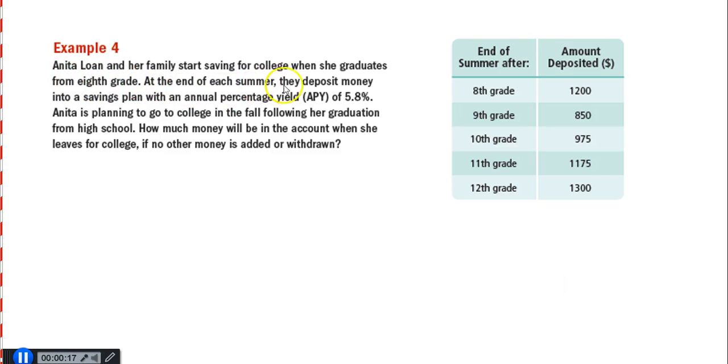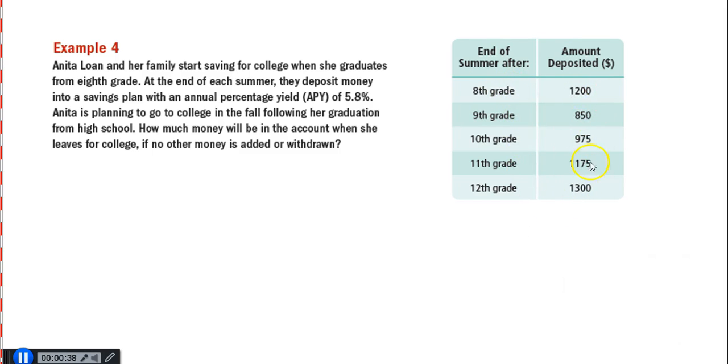Anita Lone and her family start saving for college when she graduates from 8th grade. And at the end of each summer, they deposit money into a savings plan with an annual percentage yield of 5.8%. And Anita is planning to go to college in the fall following her graduation from high school. How much money will be in the account when she leaves for college? And if no money is added or withdrawn, with the exception of the amounts that they're putting in at the end of the summer.